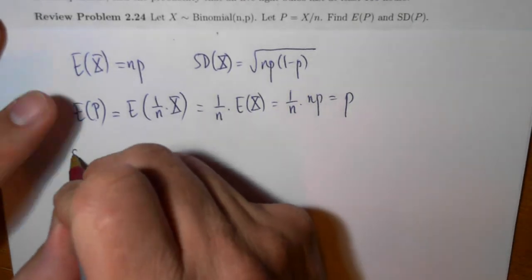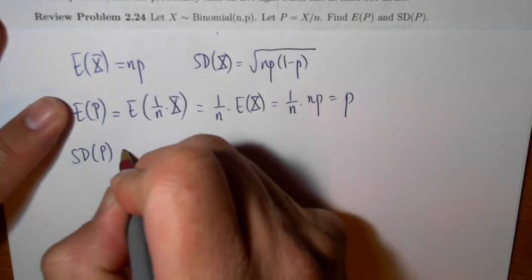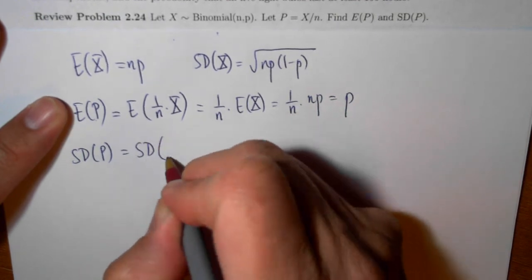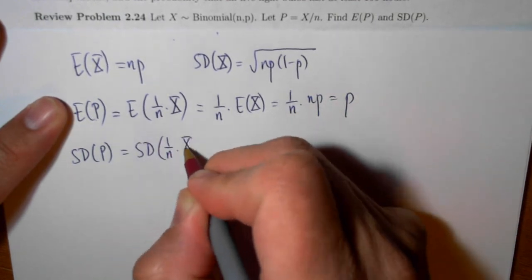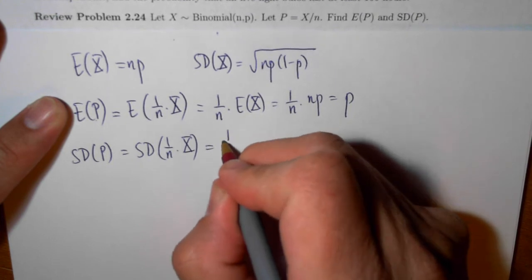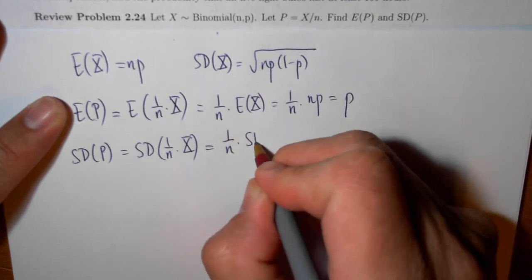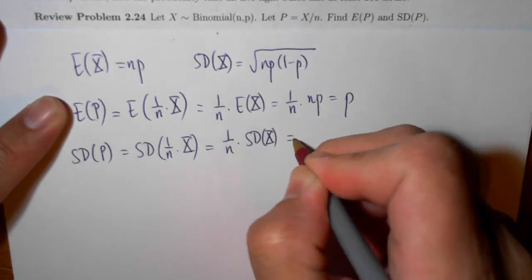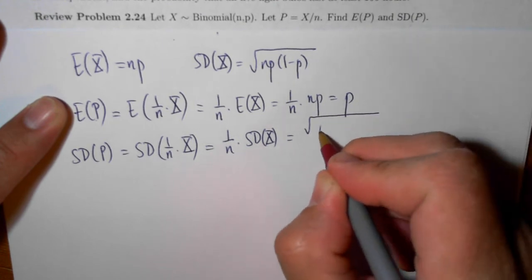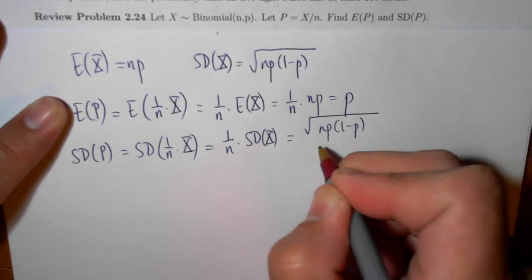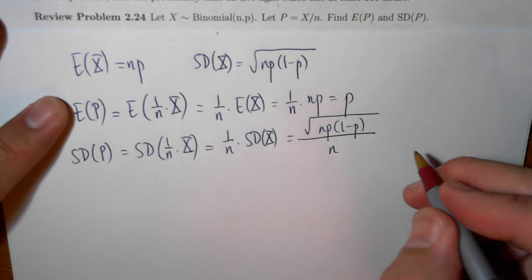Next, the standard deviation of P is equal to the standard deviation of 1 over n times x, which is equal to 1 over n times the standard deviation of x. So that's the square root of n times p times 1 minus p, all over n.